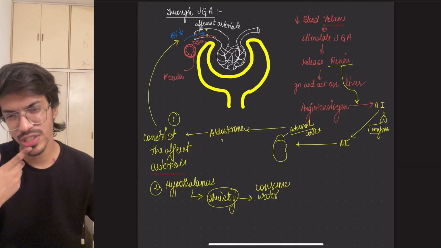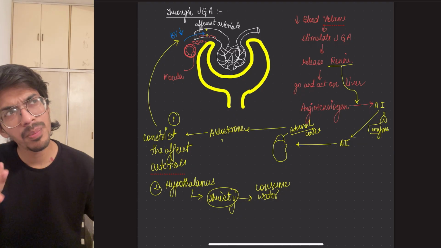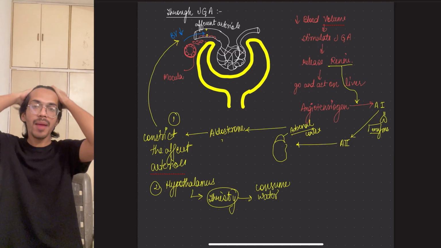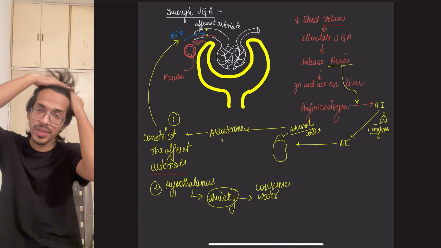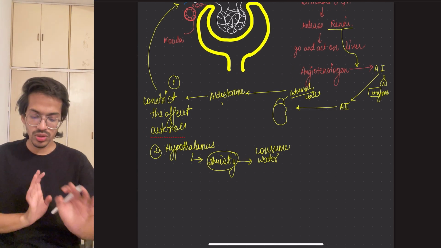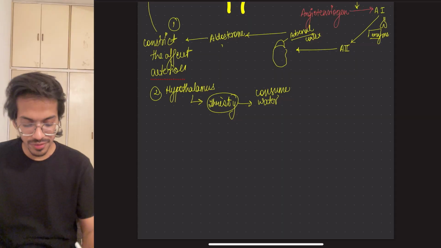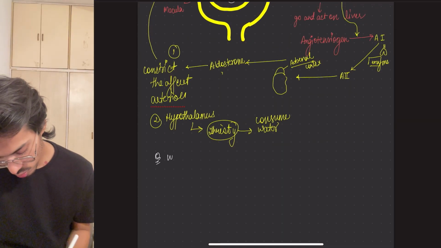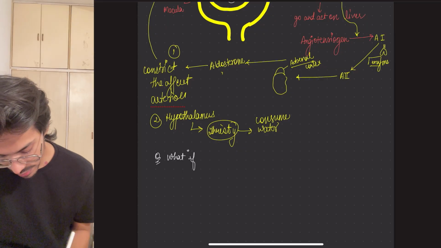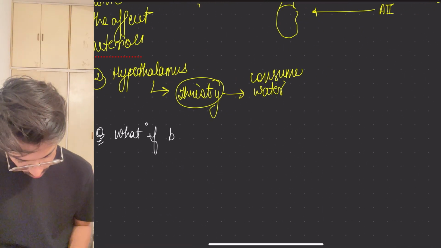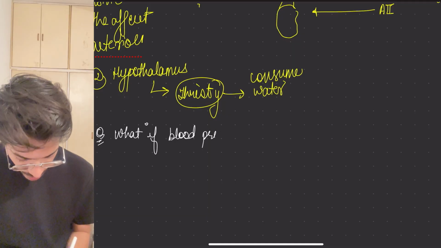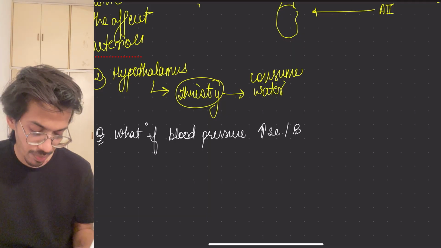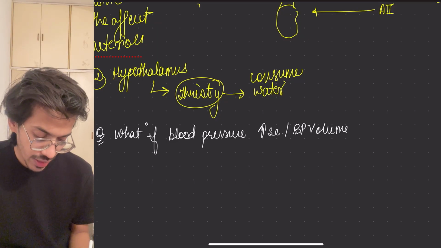But one condition is there. Two things we have studied: if the blood volume is reduced, we want to keep it fine, or else the person will go into hypovolemic shock and coma and can die. So this thing is understood. But what if the blood pressure is increased? Question is, what if the blood pressure or the blood volume is increased?